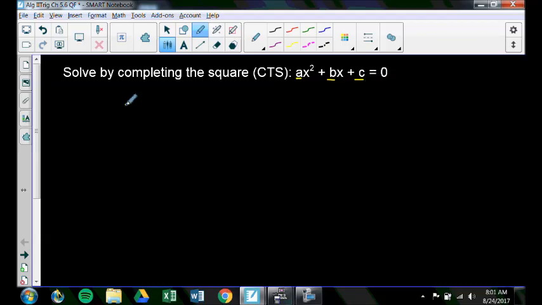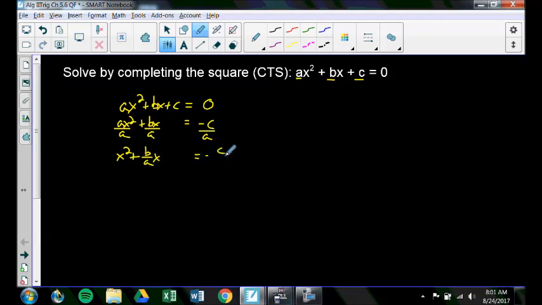So I'm going to complete the square with ax squared plus bx plus c equals 0. And I'm going to do this rather quickly. The first step when completing the square is to subtract c from both sides, which in this case is a literal c. The next step is to divide everything by a, which in this case is a literal a. So we have x squared plus b over a x equals negative c over a. Now I want to find b over 2 squared.